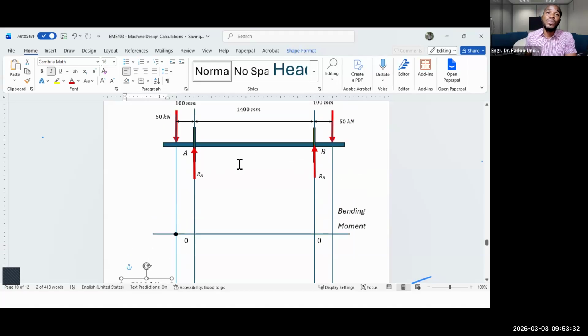All right, then we move to the next critical point, which is point B. Okay, I look at the left-hand side. There are 2 forces coming this way. And I look at the right-hand side, it's only 1 force. So I will decide to go with the right-hand side. So again, here we have 50 kilonewtons, and it is at a distance of 100 millimeters from that point. If we multiply that, you will still find 5,000. The question is, in what direction is this going?